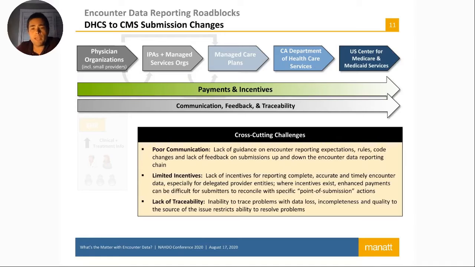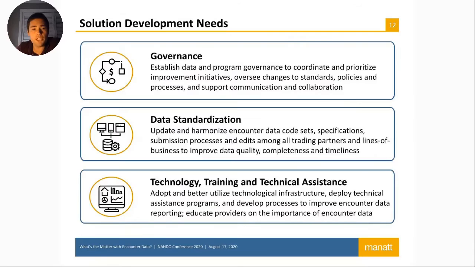So in California, what we did and undertook in our project here is we did three phases of work.